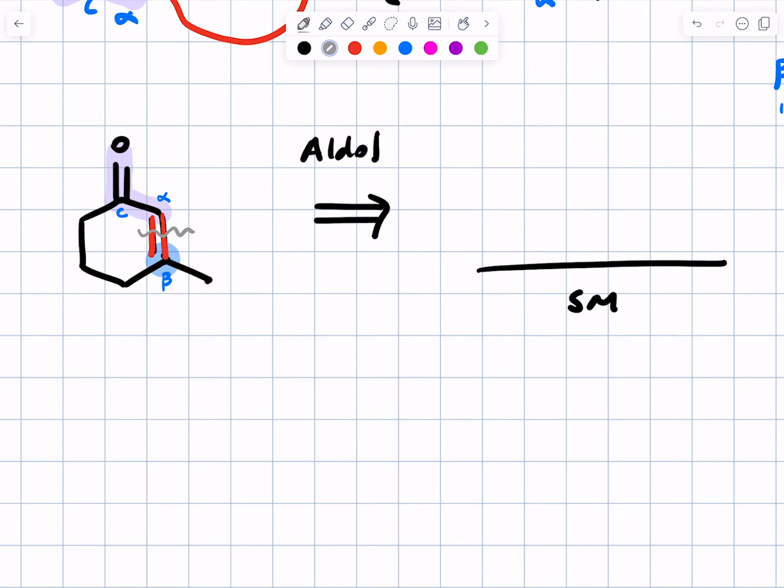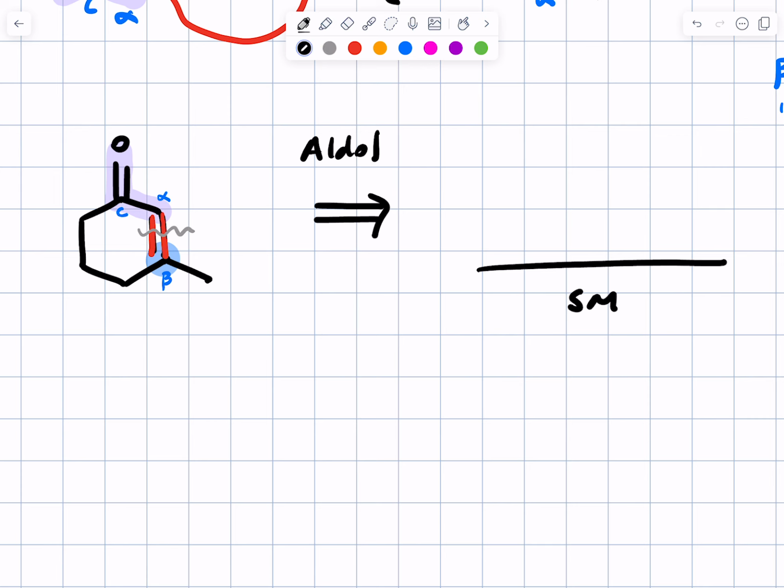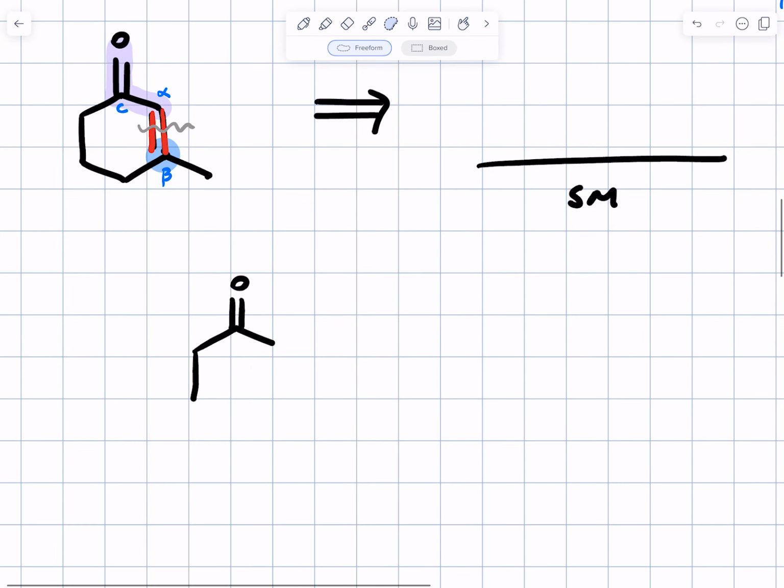I'll use a squiggly line to indicate where the disconnection is. I'll just redraw this molecule, and I'll just go backwards to the enolate. We'll go backwards just one step to the enolate. The negative charge is going to be on the alpha carbon.